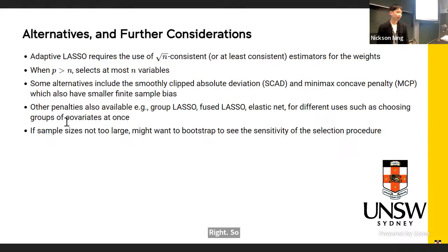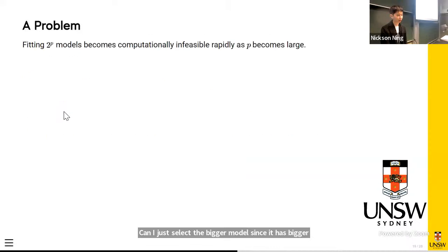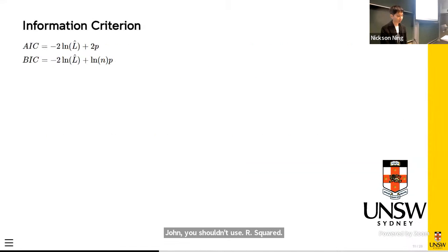So the question is, I was doing model selection, looking at AIC and BIC, and the AIC was basically telling me that I should be selecting the smaller model. However, my smaller model actually had a lot smaller R squared compared to the bigger model. And so I guess the question is, can I just select the bigger model since it has a bigger R squared? So in this slide I said you shouldn't use R squared to do your model selection.